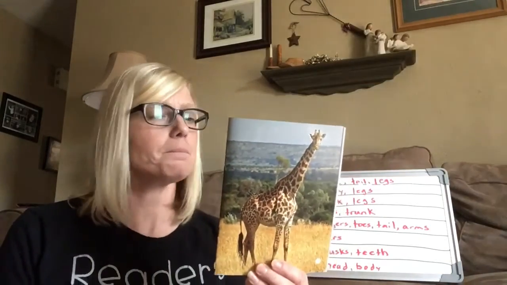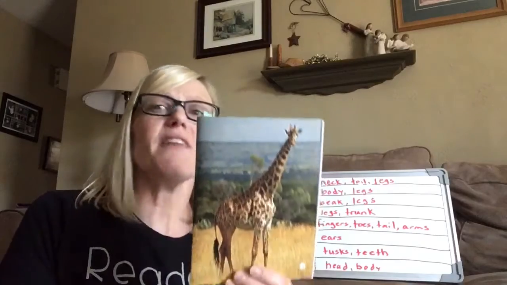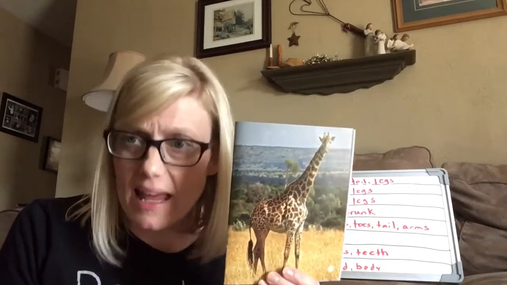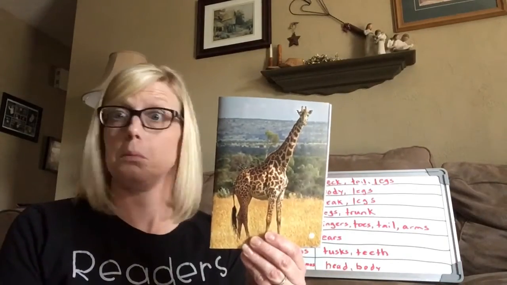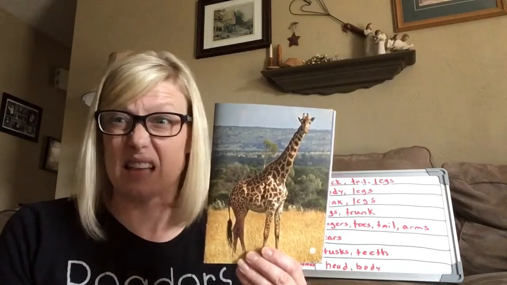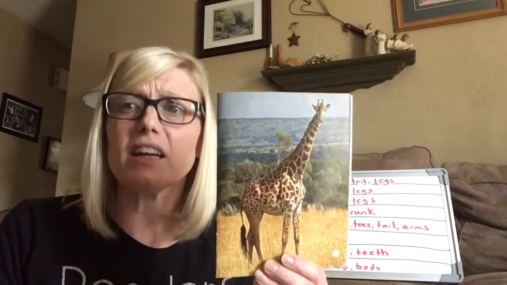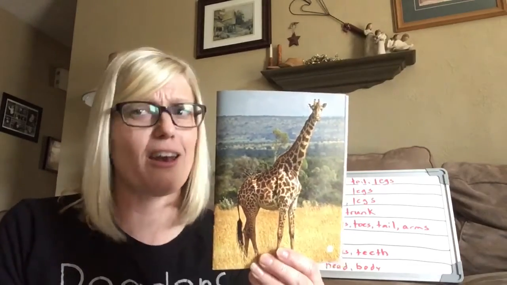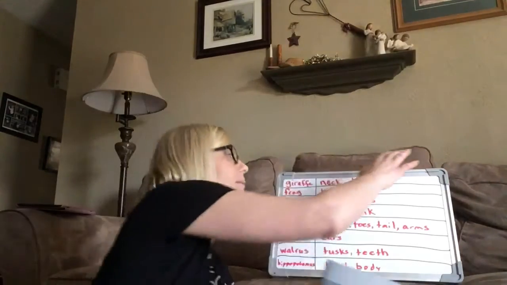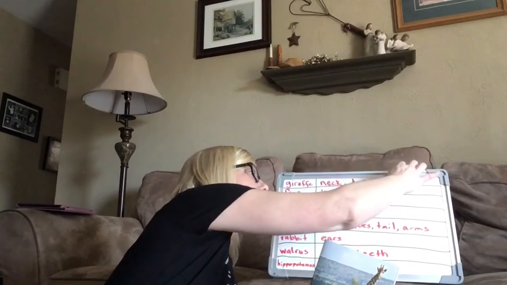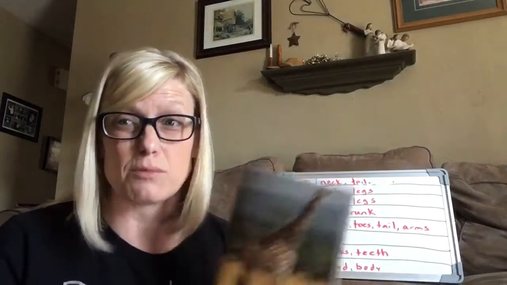The giraffe has a very long tail. That sounds right. The giraffe has a very long legs. No, that doesn't sound right. Let's try it again. The giraffe has a very long legs. No, that doesn't sound right. I'm going to erase legs because it makes sense, but it doesn't sound right.